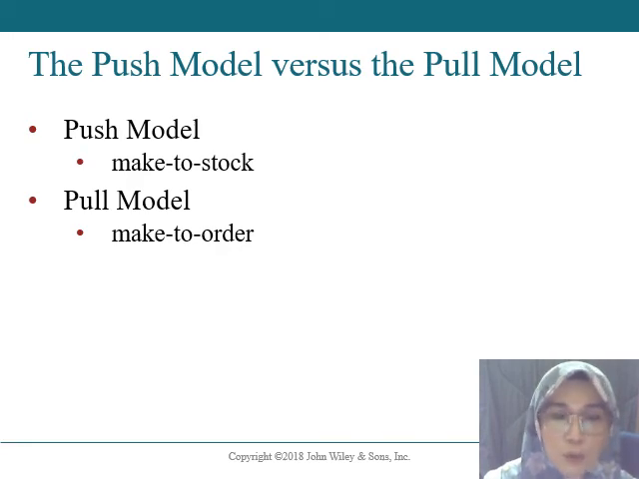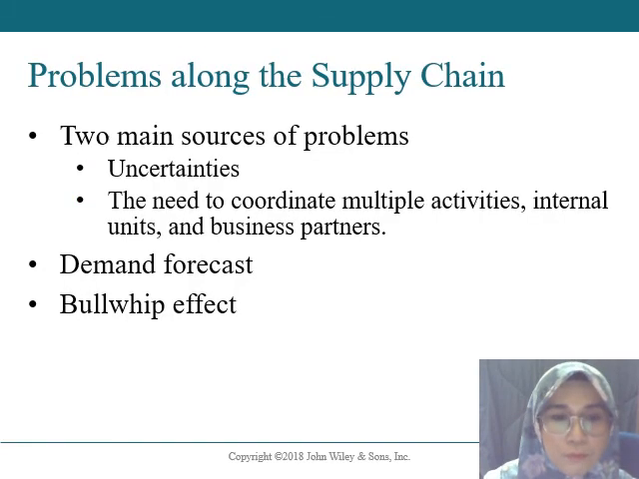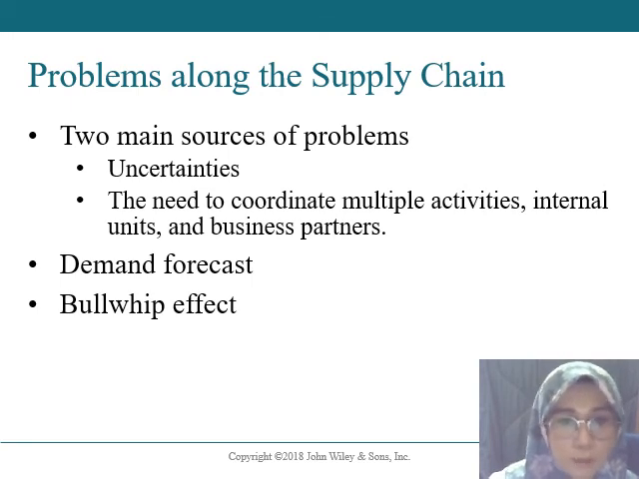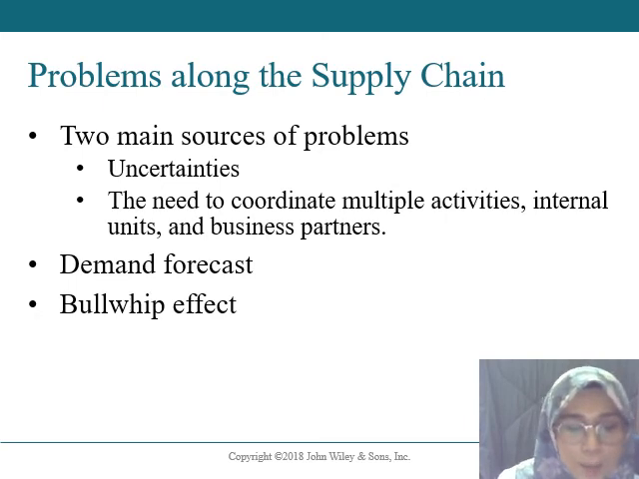Okay, itu untuk konsep pull model. Okay, so there is a problem along with the supply chain. So there are two main sources of problems in supply chain management. So salah satunya adalah uncertainties, and the second one, the need to coordinate multiple activities, internal units and also business partners. So ini adalah sebenarnya main ataupun kita panggil as the primary problems in supply chain management.